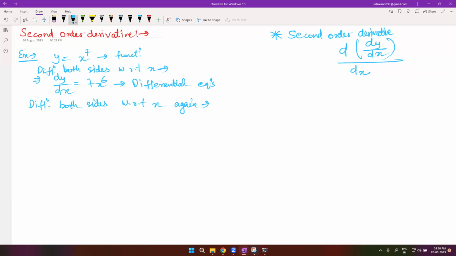Now, how would it be written? The right way to write this expression is d2y by dx square. Also read it like this, the way I am reading it: d2y by dx square. d2y by dx square means that you are differentiating y with respect to x twice. This is second order derivative.